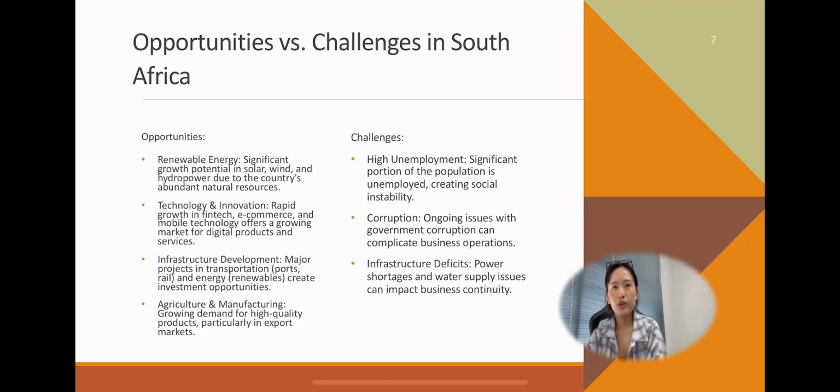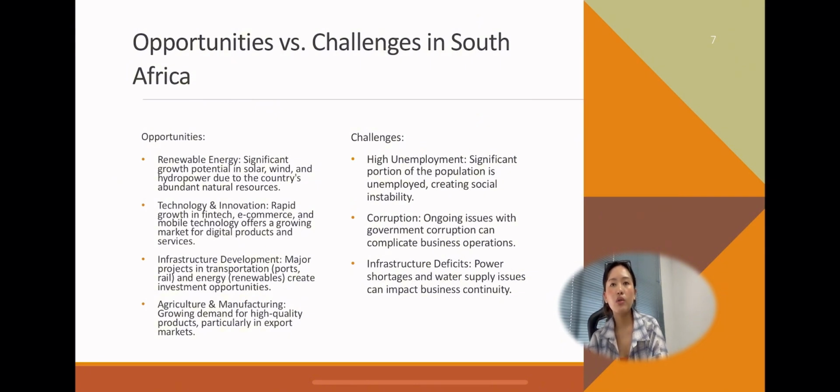As we have explored today, South Africa offers a wealth of opportunities, particularly in emerging sectors like renewable energy, technology, and fintech. Its strategic location provides access to broader African markets, while the growing middle class presents a dynamic consumer market. However, businesses must navigate challenges such as high unemployment, political instability, and infrastructure deficits. To succeed in South Africa, business needs to approach the market with cultural sensitivity and historical awareness.